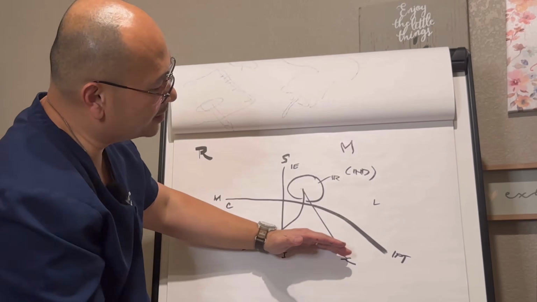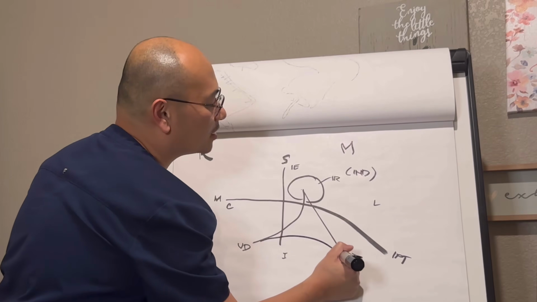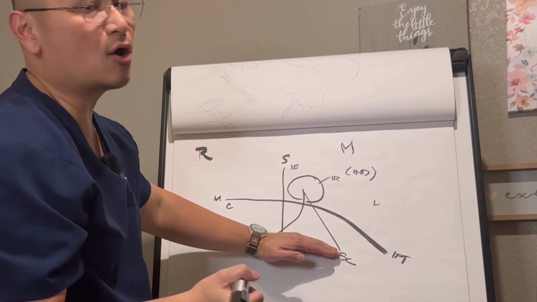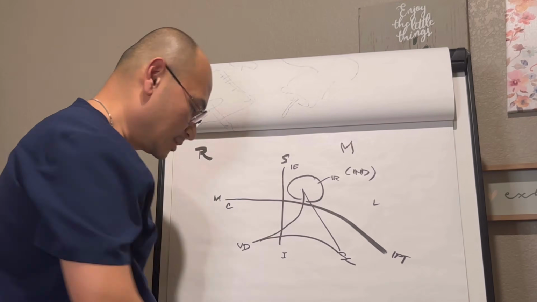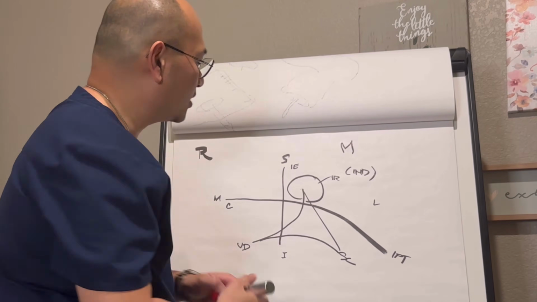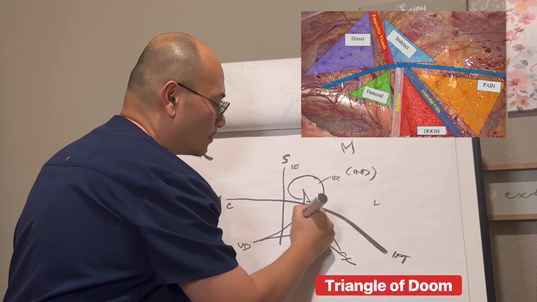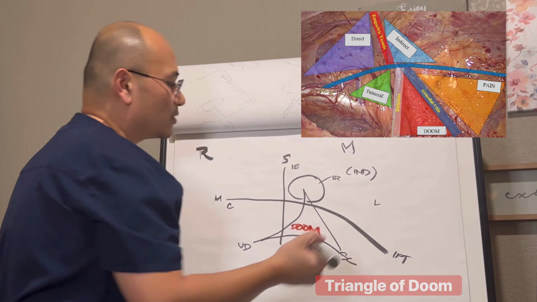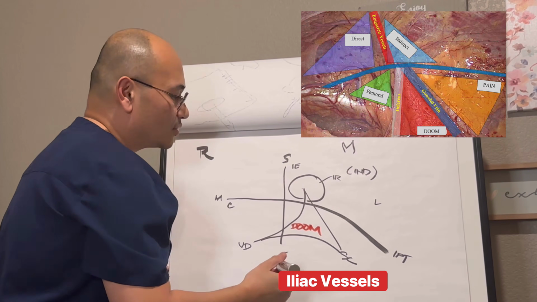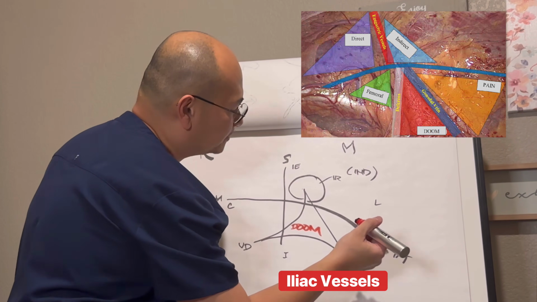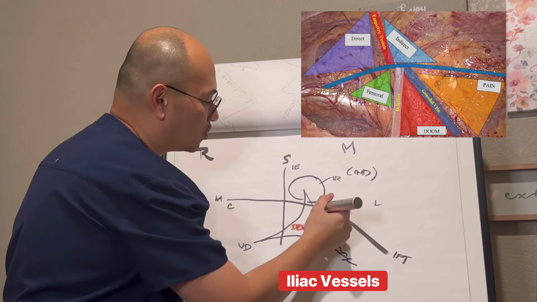Once you've separated that parietal peritoneum, which is part of your flap, it's going to be coming down here. It's now called parietalized. Okay, well that forms a triangle. What is going to be under that triangle? This is going to be the triangle of doom. Why is it called doom? Because your iliacs are there. They're going to be your external iliacs going into your femorals.